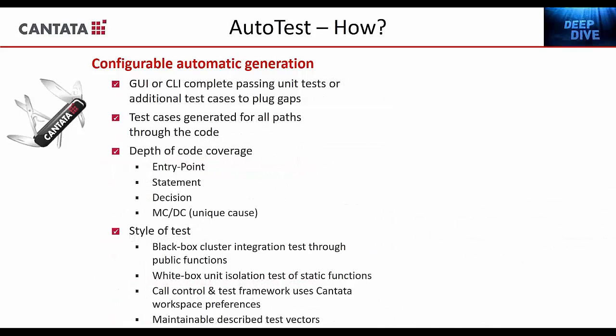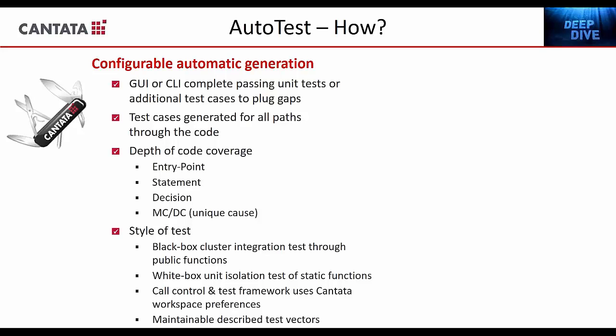So how does it work? Well, basically, it's highly configurable, and we automatically can generate from the command line or the UI test cases for suites of scripts or for test cases to plug gaps. It's basically designed to generate all the paths through the code. How do we calculate that? Depends on what metric you want to achieve.